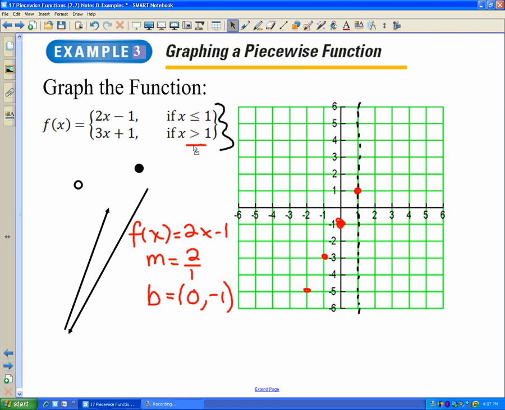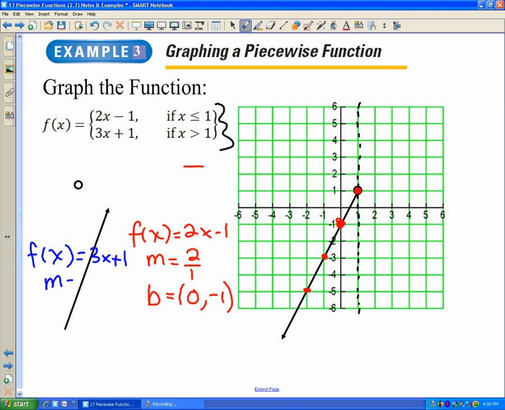Since I have equals right here, I want a solid dot right there, because that means that is the value when x is 1, and my line is going to go down in this direction. Just like that. What happens when x is greater than 1? Well, when x is greater than 1, again, we have f of x is equal to 3x plus 1. Well, again, my slope here is 3 over 1. My y-intercept b is the coordinate 0, 1.